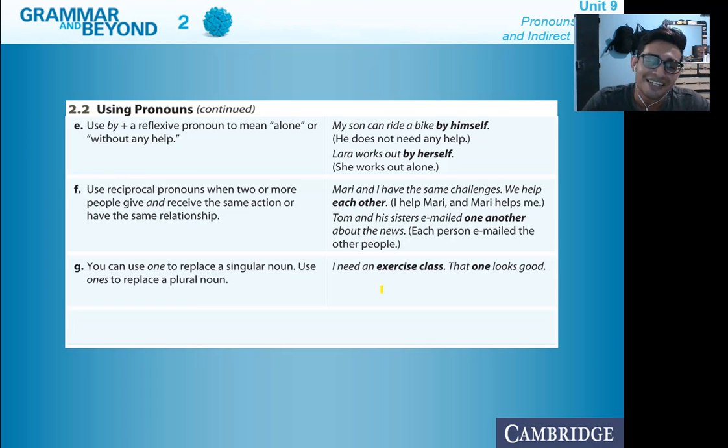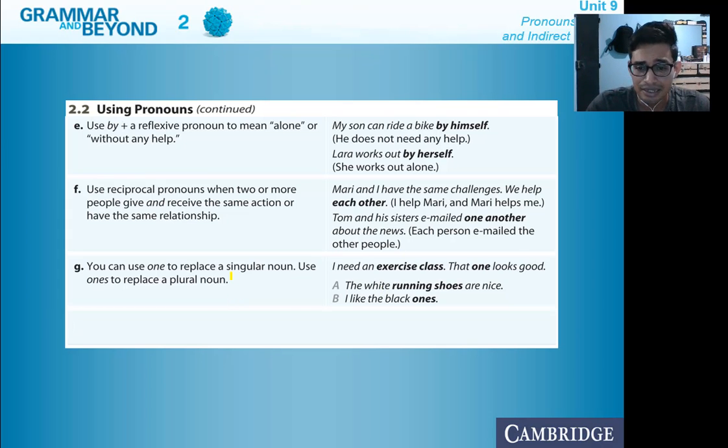Okay, so you can replace nouns with one. Also, if you say ones, you are referring to a plural noun. For example, do you want grapes? Yes, I want the ones that are in the refrigerator. Okay, that's the way English works.